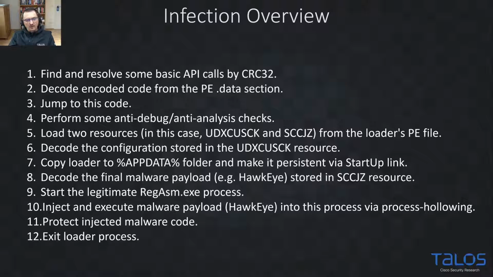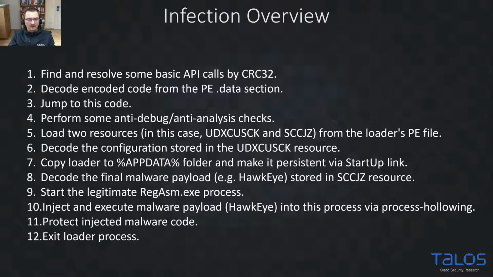From a low-level perspective, the infection chain looked like you can see here on the slide. First of all, the loader tried to resolve a couple of API calls, which were necessary to unpack the second stage. The second stage was stored in the .data section of the PE file, and after unpacking and decoding it, it was jumping to this section, executing it, and doing a couple of anti-debugging and anti-analyzing checks.